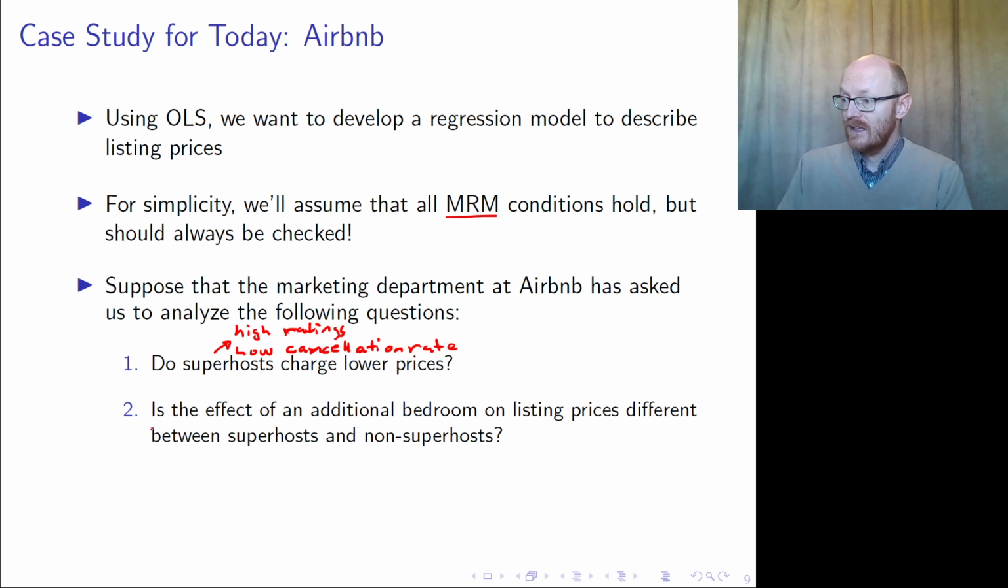And the second research question is: is the effect of an additional bedroom on listing prices different between superhosts and non-superhosts? So what we already know is that we need data for two different groups, and we need the prices for these different groups, and we need the number of bedrooms.